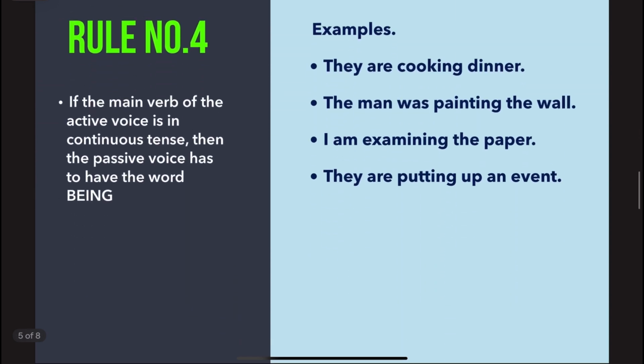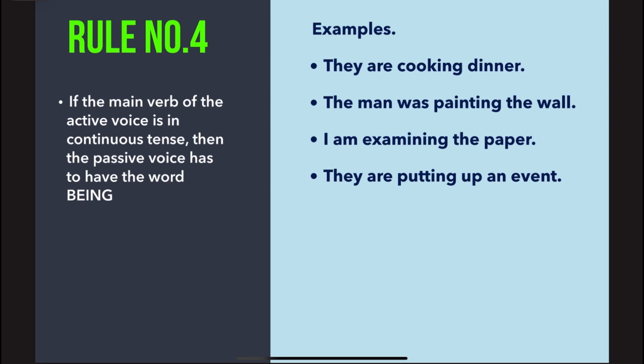Rule number 4. If the main verb of the active voice, main means the one which immediately follows the subject, is in the continuous tense, then the passive voice has to have the word being. Okay, I'll tell you what this means. What is continuous tense, guys? If the verb has ing, the first verb, they are cooking dinner. Cooking is a continuous tense. It is present continuous in this case. They are cooking what? Dinner. Dinner is being cooked by them. That will be the answer.